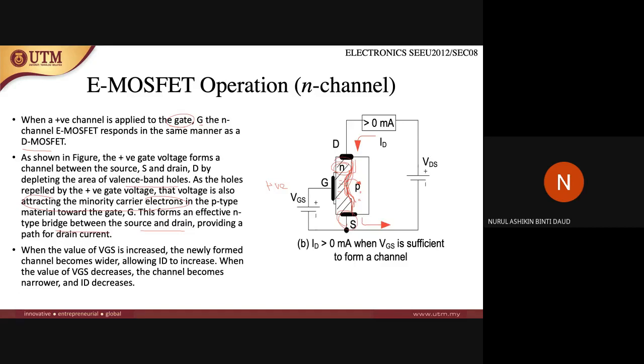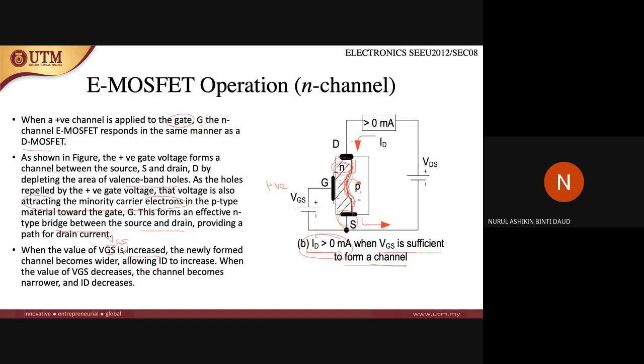Because of the valence band holes created when we applied positive voltage at the GS here, it will connect the drain and the source, and current is able to flow from drain to source. So ID will be bigger than 0 when VGS is sufficient to form a channel. When the value of VGS is increased, sorry, this should be lower case, it should be GS like this.